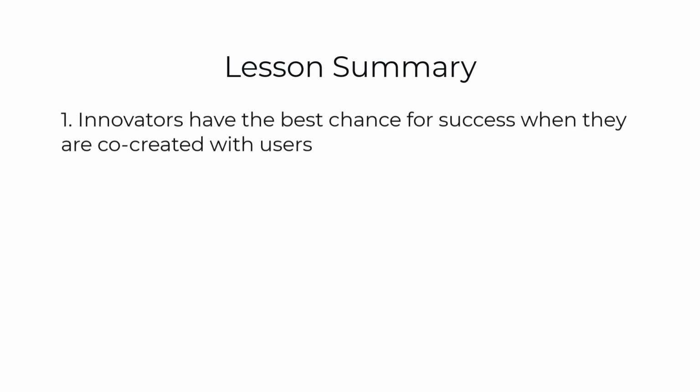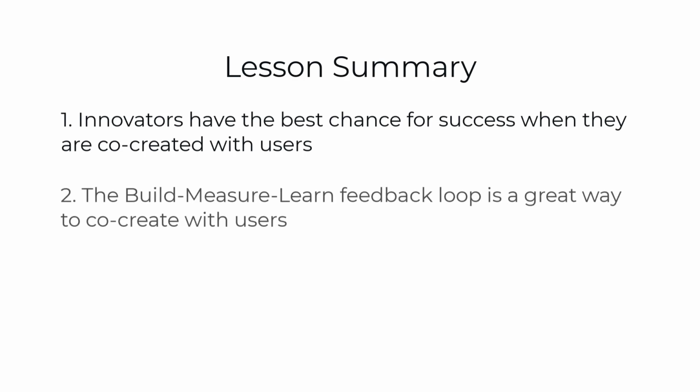Let's summarize what you've learned. In this lesson, we've seen that innovations have the best chance for success when they are co-created with users. Only by allowing users to experience the way you're thinking about your innovative product or service can they help you understand whether and how it actually solves real problems for them. We then learned that while there's no shortage of ways to involve users in the innovation process, the build, measure, learn feedback loop is a great way to structure this process.